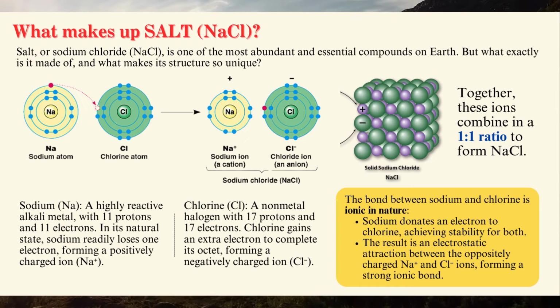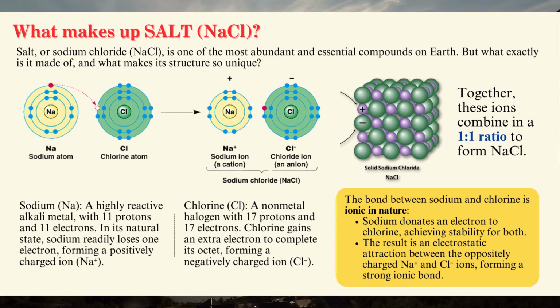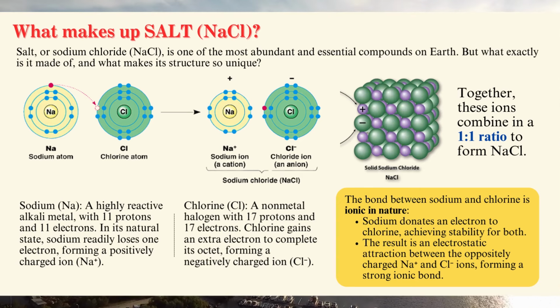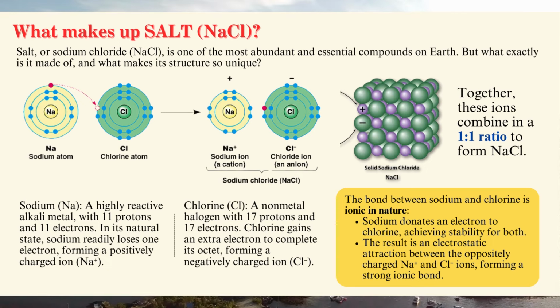Chlorine, on the other hand, is a halogen from group 17. It has 7 valence electrons and strongly attracts one more to complete its octet. Upon gaining an electron, chlorine becomes a negatively charged ion, Cl-. The resulting ionic bond between Na+ and Cl- is driven by Coulomb's law, where opposite charges exert a strong electrostatic force on each other. This bond is the fundamental interaction responsible for the formation of sodium chloride.